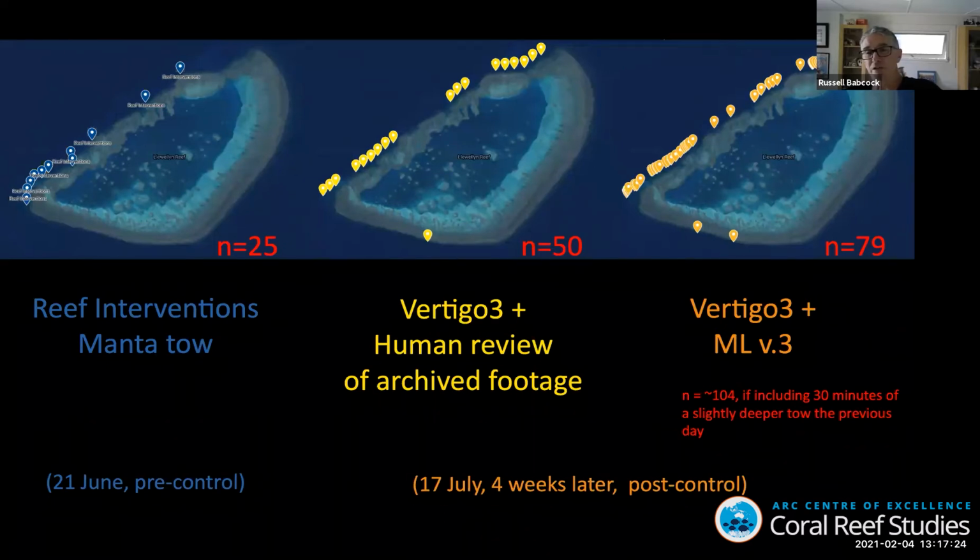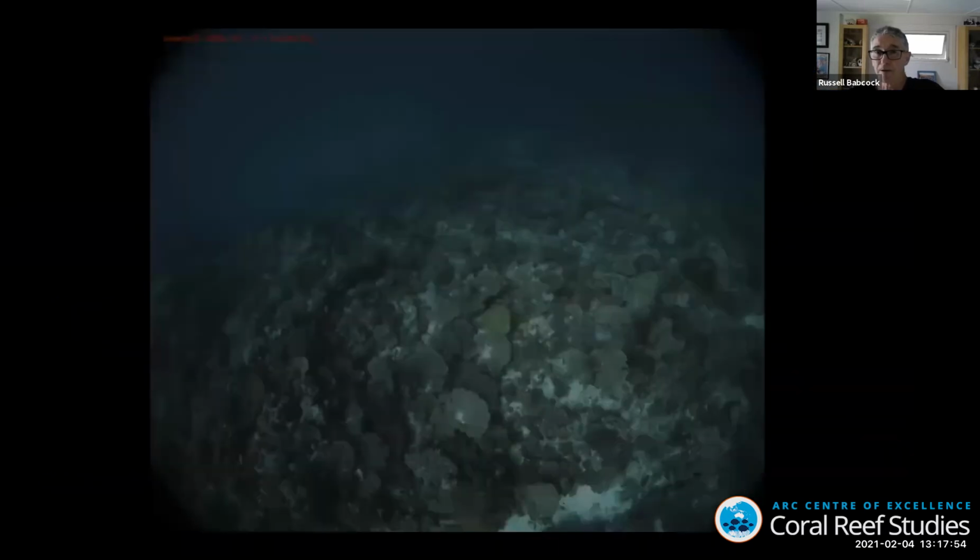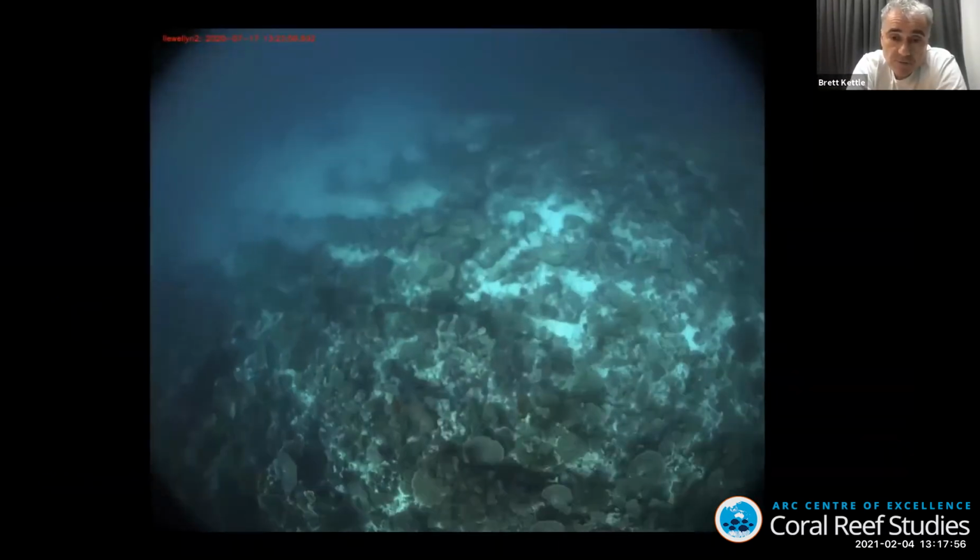We did actually do an additional tow in a slightly deeper transect on the sort of northwest corner of the reef on another day, and an additional 30 or so starfish were found there in a little bit deeper water. So it's even higher density than it might appear at first glance. And it just illustrates the flexibility of the system to go into habitats where regular manta tow might not be feasible. Okay, Brett. So I'll just sort of quickly run you through this.